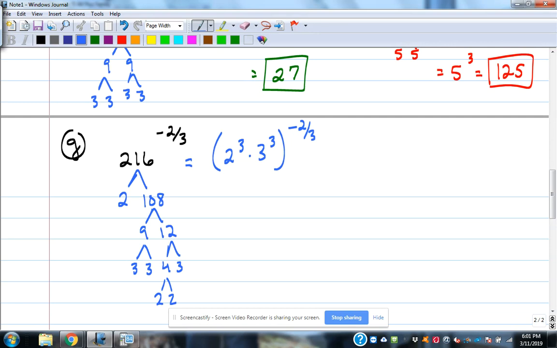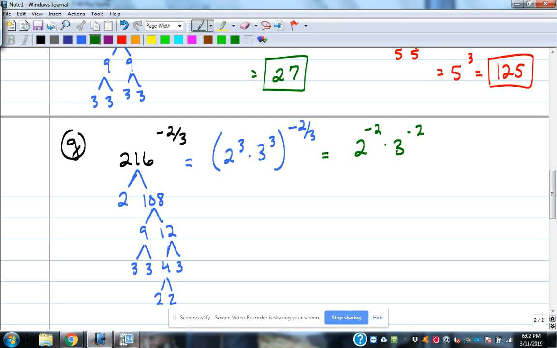So again, we're just breaking that number down to its prime factorization, and then applying the exponent rule from there. And the exponent rule is multiply negative 2/3 by both of those 3's that are exponents. So that's going to give me 2 to the negative 2 times 3 to the negative 2.